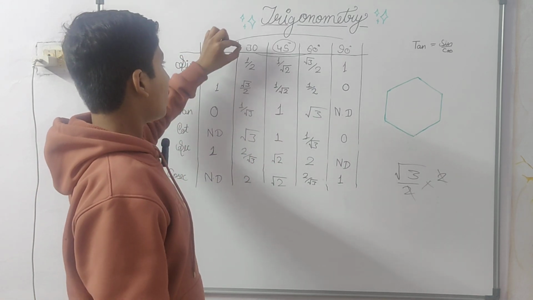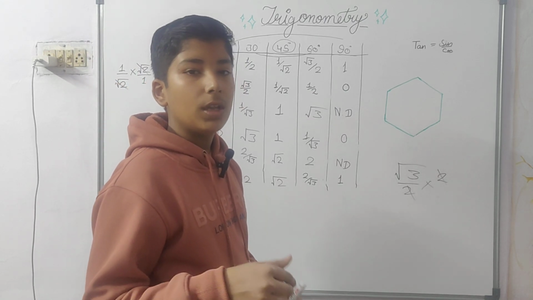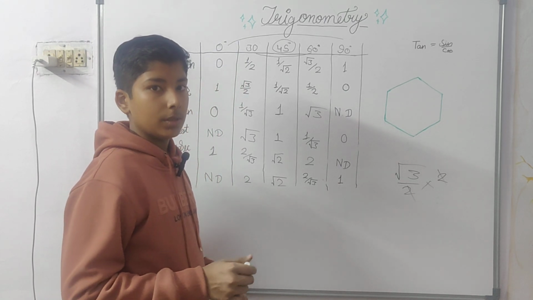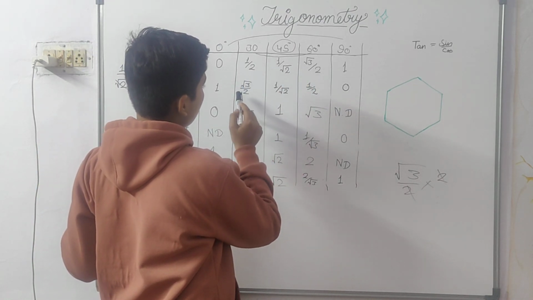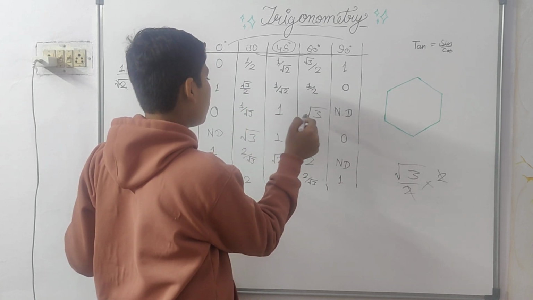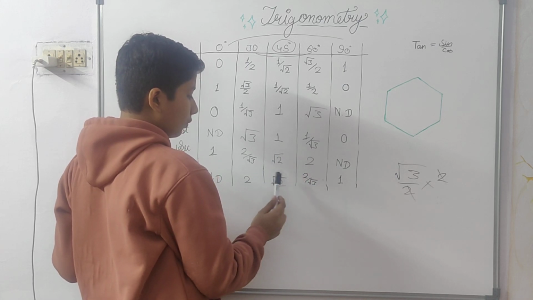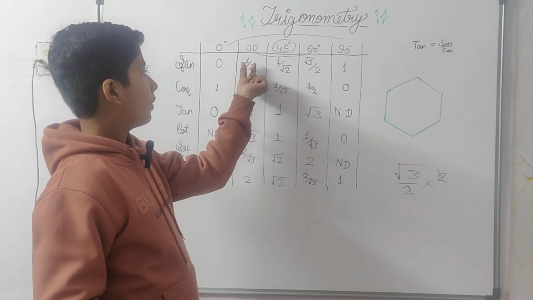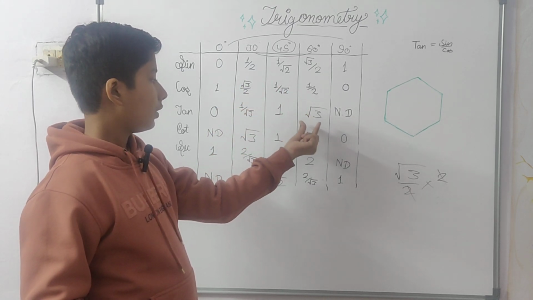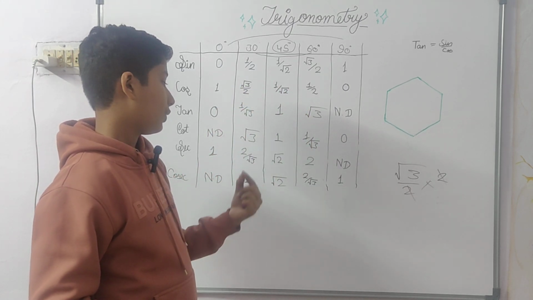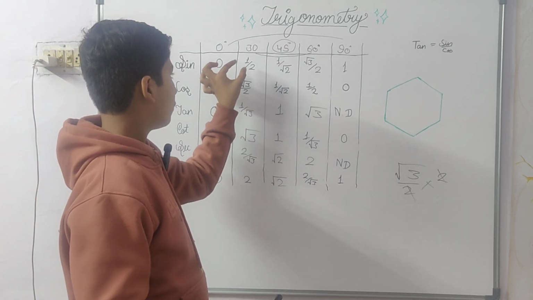Okay? Now 30, 60. These are confusing, so you would have to remember them in mind and practice again and again. 1 by 2, root 3 by 2, root 3 by 2, 1 by 2, 1 by root 3, root 3, root 3, 1 by root 3, 2 by root 3, 2, 2, 2 by root 3. Again, the same sequence once more.